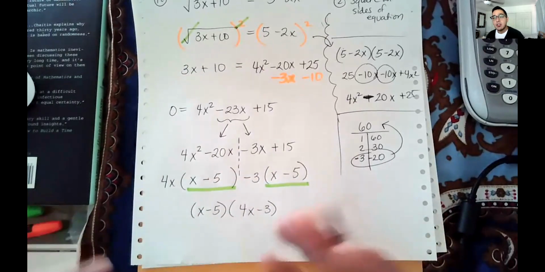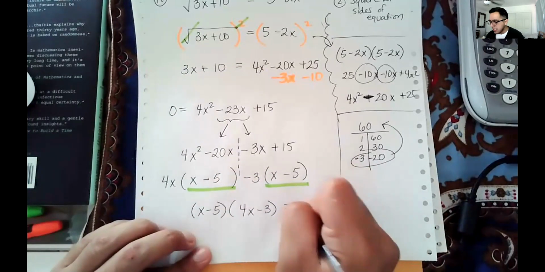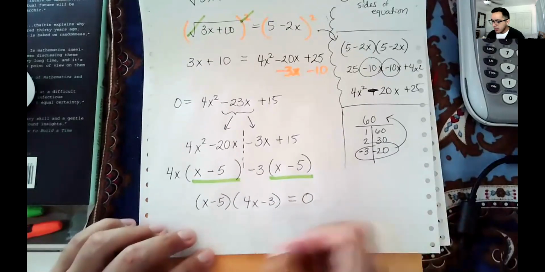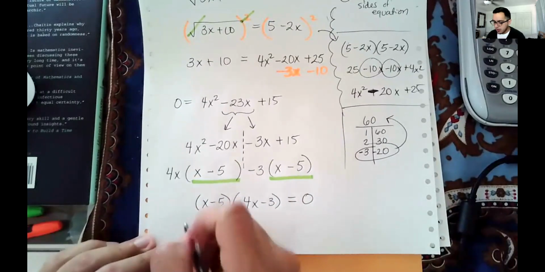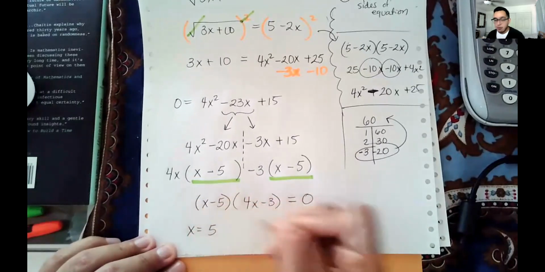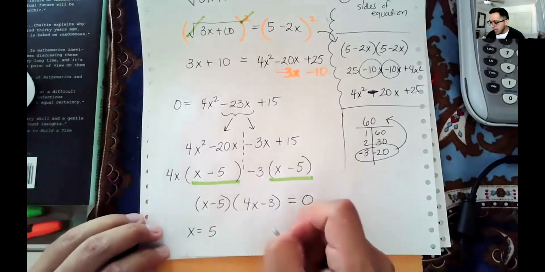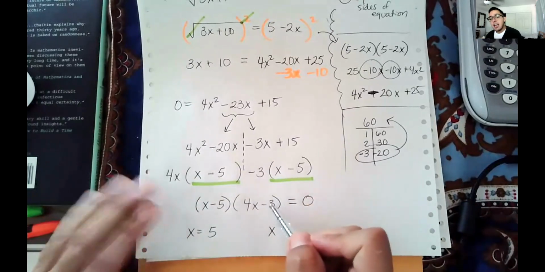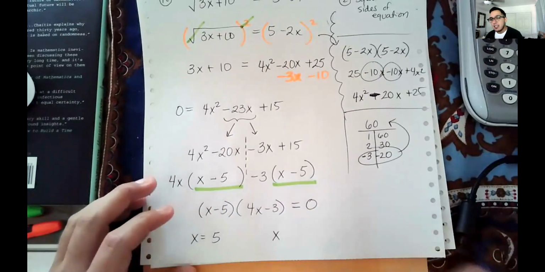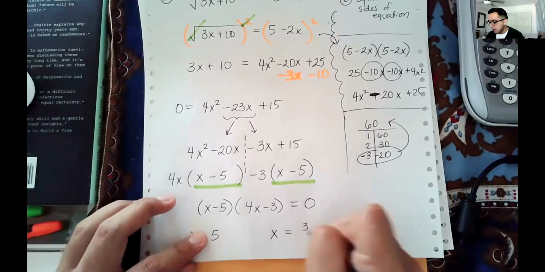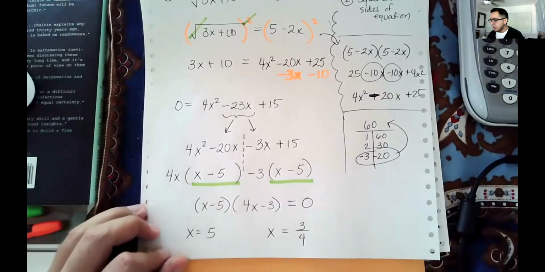But remember, we're solving this equation. So since that's set equal to 0, we know if I set this equal to 0, x will be equal to positive 5 once I solve it and add the 5 over to the other side. And over here, I would have to add the 3 over to one side and then divide by 4. So I should have a positive 3/4 as my solution there.